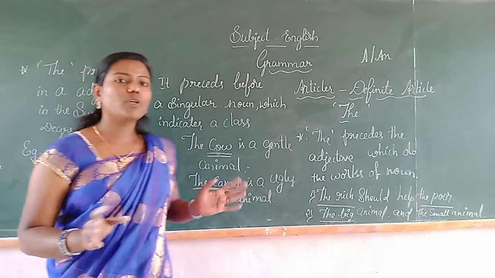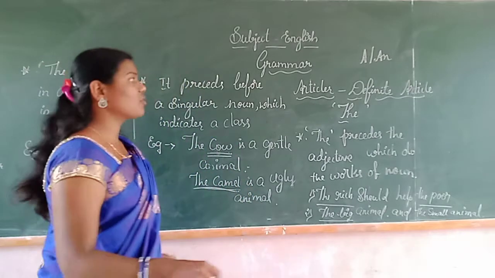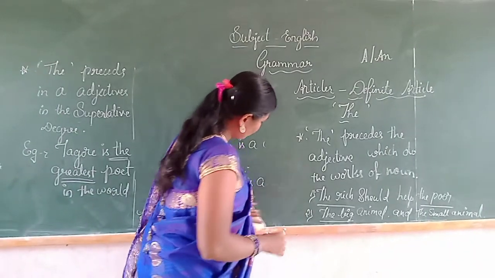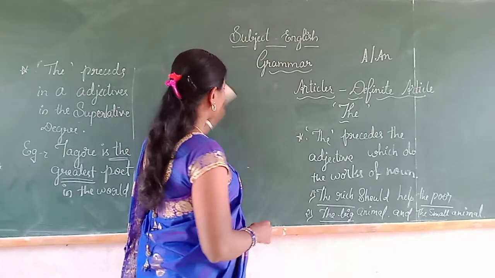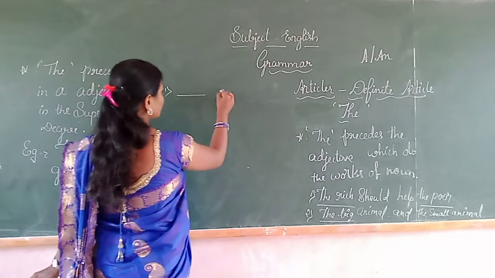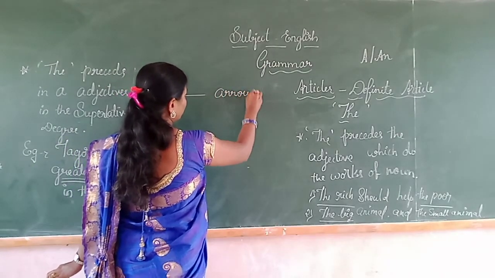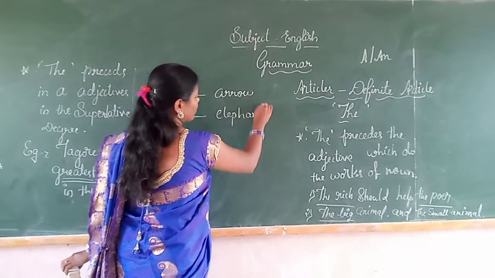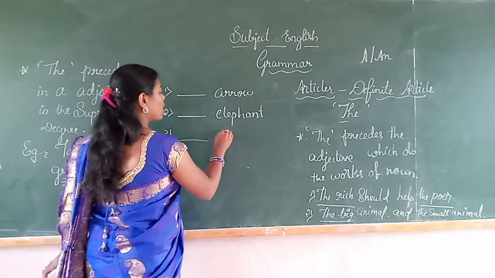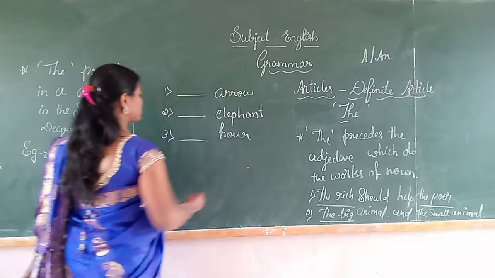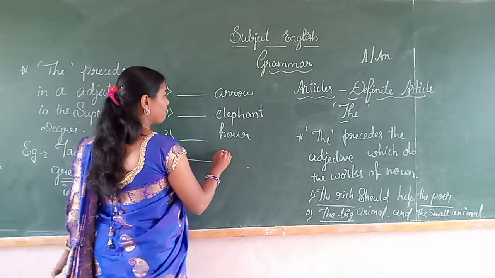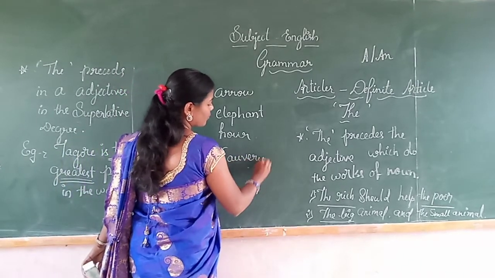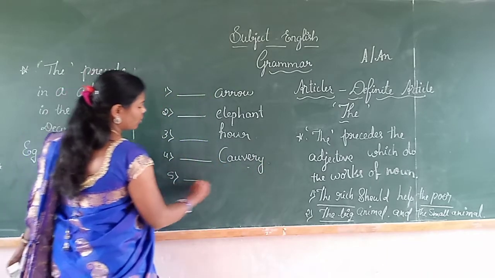Dear student, I hope you all have understood this concept. I will write some examples on the board. You will tell what you feel here. Okay, examples. First one, dash, arrow. And next one, dash, elephant. Dash, hour. Next, the cow, the baby. Next one, Ramayana.